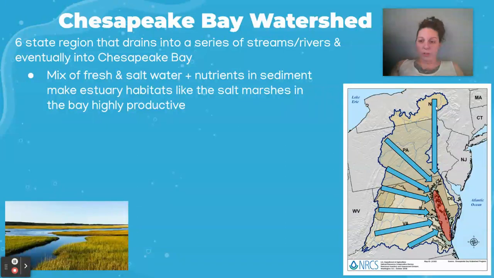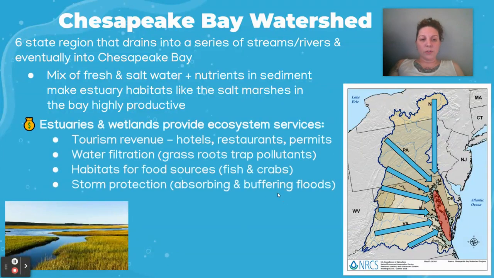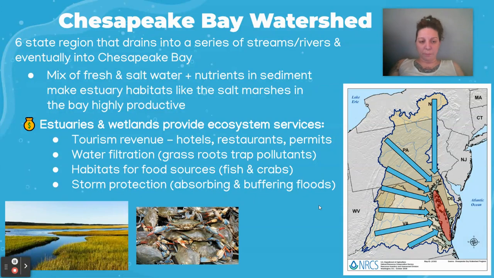So if we were to influence this watershed in any type of way, that could have some really negative impacts for the Chesapeake Bay. So, just as a reminder, ecosystem services provide some kind of monetary value for us. So, a lot of people travel to the Chesapeake Bay. It's beautiful there. So, revenue from tourism, so hotels, restaurants, fishing permits, crabbing permits, water filtration.